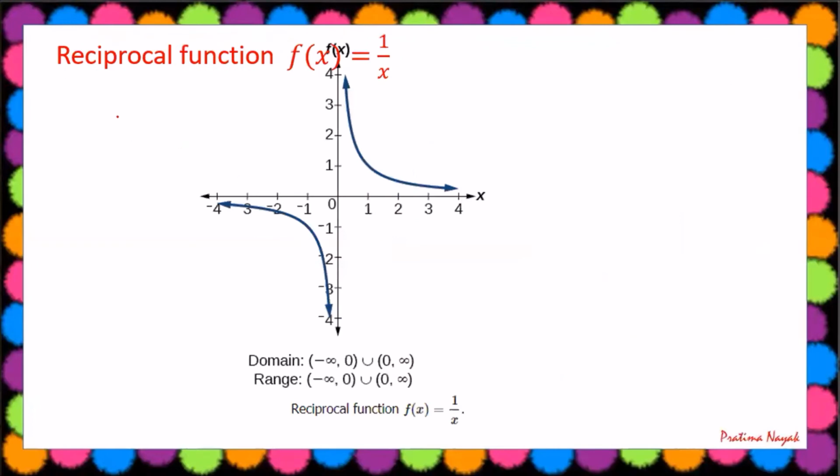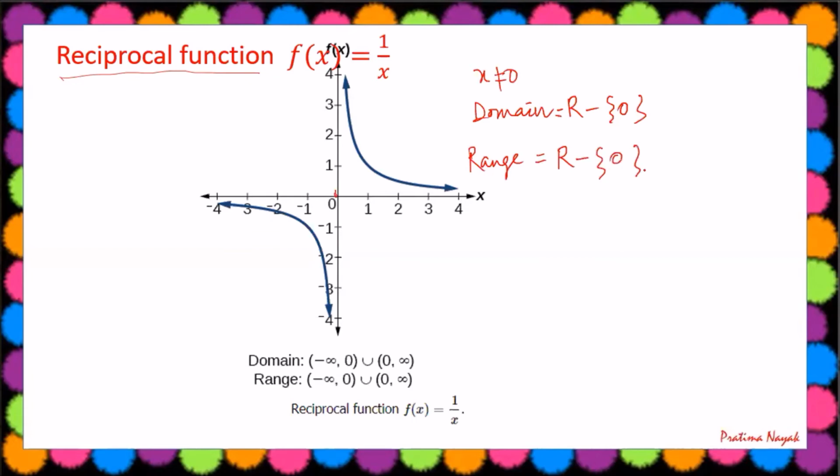Next is the reciprocal function. f(x) is equal to 1 by x. Now you can see that this graph is not intersecting at 0, neither on the x-axis nor on the y-axis. So what does it mean? x is not equal to 0. So the domain is all real numbers except 0, and the range is also all real numbers except 0. Now have a look. If I put x equal to 0, this function becomes undefined.